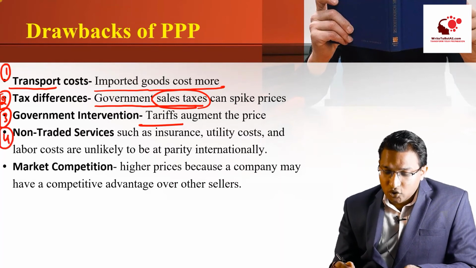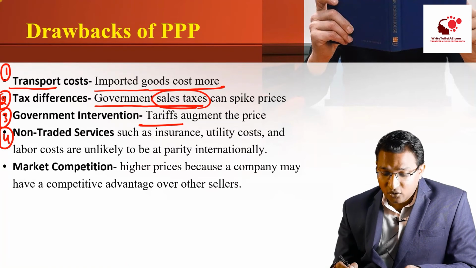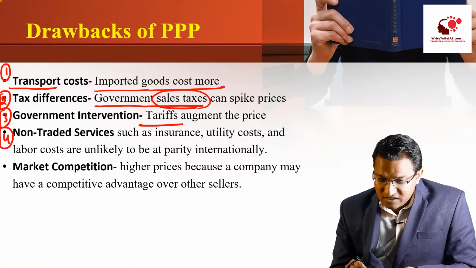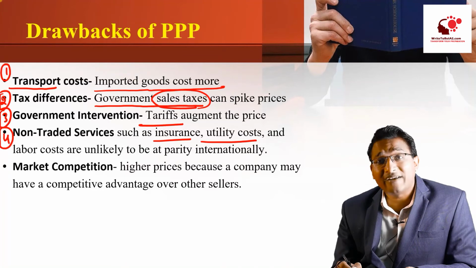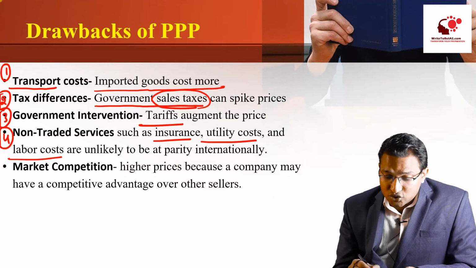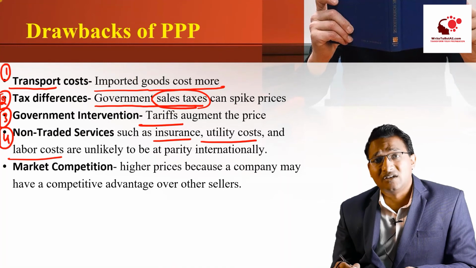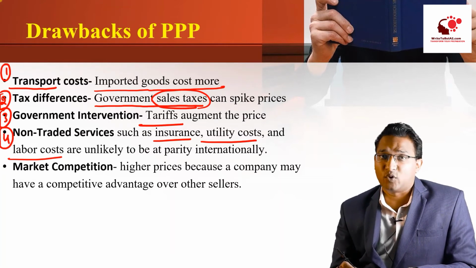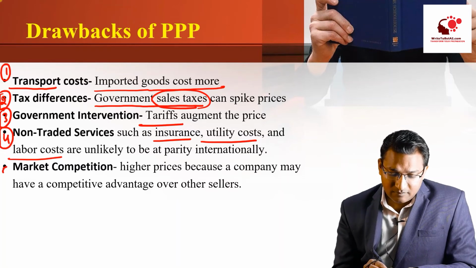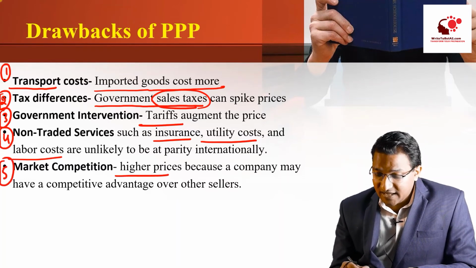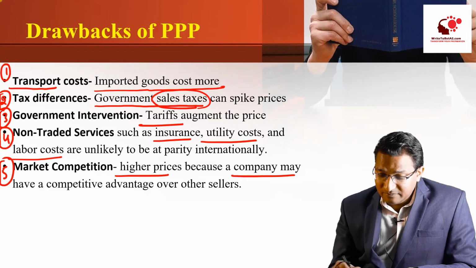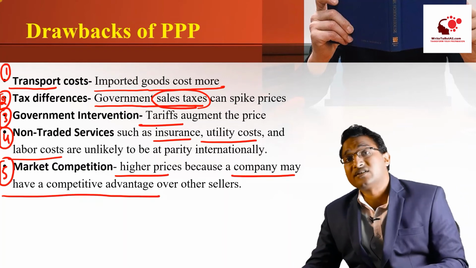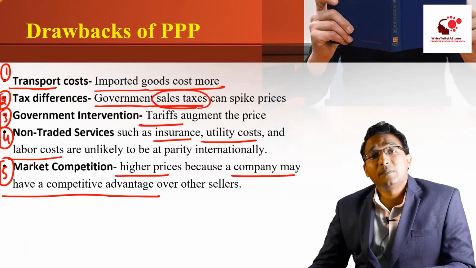Non-traded services. There are many services which are not traded at the international level. For example, insurance, utilities like electricity, and labor cost. So comparing the purchasing power of currency based upon these non-traded services will be inappropriate. And last, market competition. Higher prices can be there because a company may have a competitive advantage over other sellers. So that can be one reason where PPP may fail.